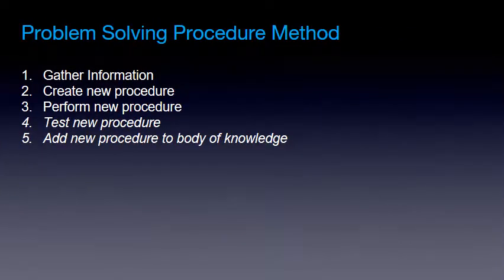Problem solving procedure method. Number 1, gather information. Number 2, create a new procedure. Number 3, perform the procedure. Number 4, test the procedure. Number 5, add new procedure to the body of knowledge.